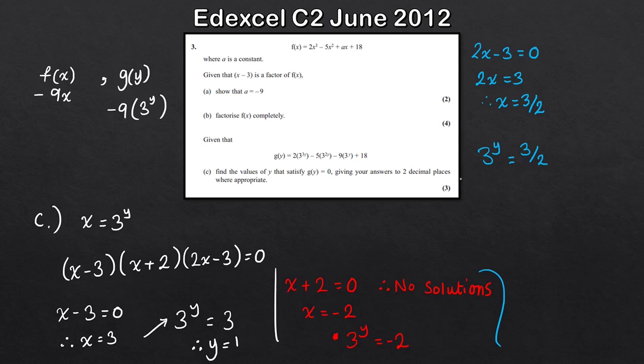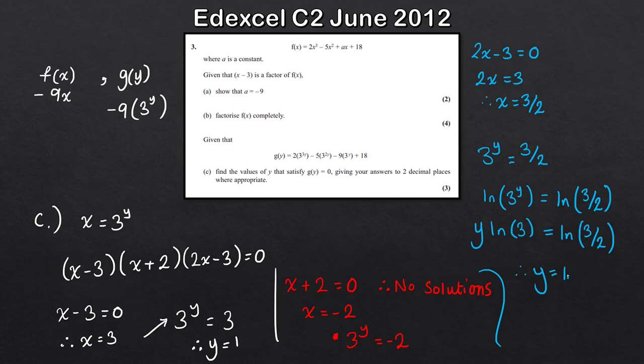If we take the natural logarithm of both sides here, I get the natural logarithm of 3 to the y is equal to the natural logarithm of 3 over 2. The power rule for logarithms states that we can bring this power here, this y, down in front. So I get y lots of the natural logarithm of 3 is equal to the natural logarithm of 3 over 2. And clearly what we want here is just the value of y. Okay, so therefore what I do is I divide by this natural logarithm of 3. So y is equal to the natural logarithm of 3 over 2 divided by the natural logarithm of 3.